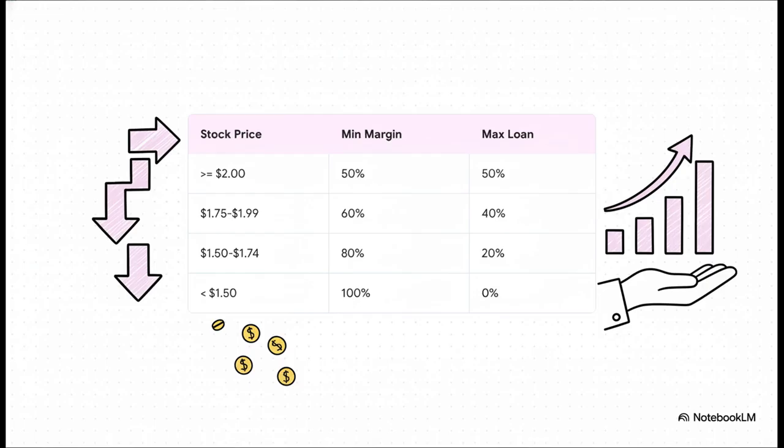But notice what happens when things start heading south. As the stock price drops to $1.75 and then down to $1.50, the minimum margin required from you leaps to 60% and then 80%. If it falls under $1.50, you are putting up 100% of the cash. The crucial takeaway here is this. As a stock's price drops, it becomes riskier, and the dealer's willingness to lend you money just rapidly vanishes.